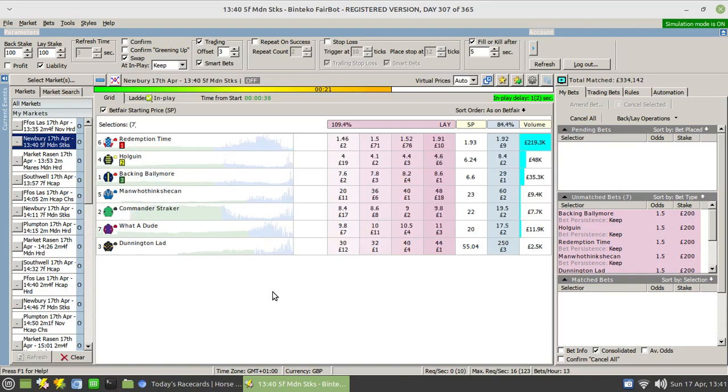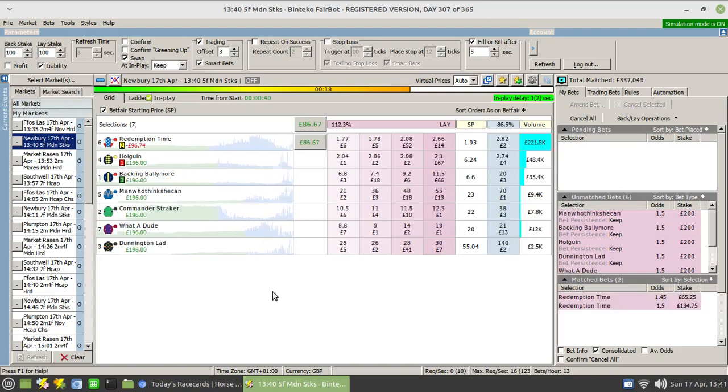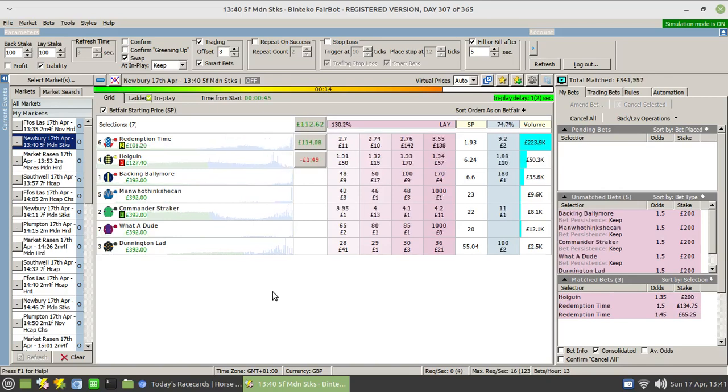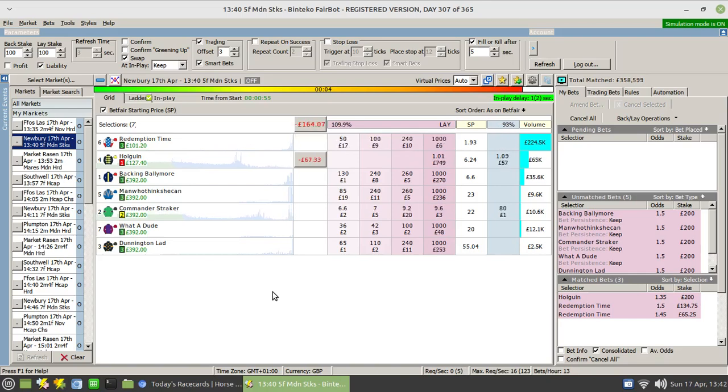So although it's theoretically possible that every runner in the race will be matched, it's not likely to happen. And there you have actually quite a good result. We've got 2 matched. We nearly got a third one matched, but there you are.